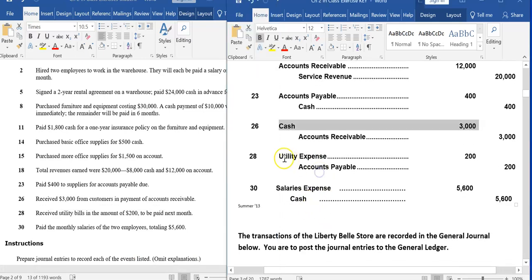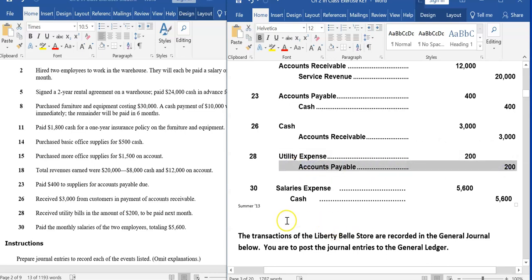To record an increase to our utility expense, we have incurred more expenses. We need to increase them. We will debit utility expense for $200. We are going to pay that expense next month, which means we have an increase to our liabilities. Our liabilities have gone up $200. To increase the liability account, we credit it.